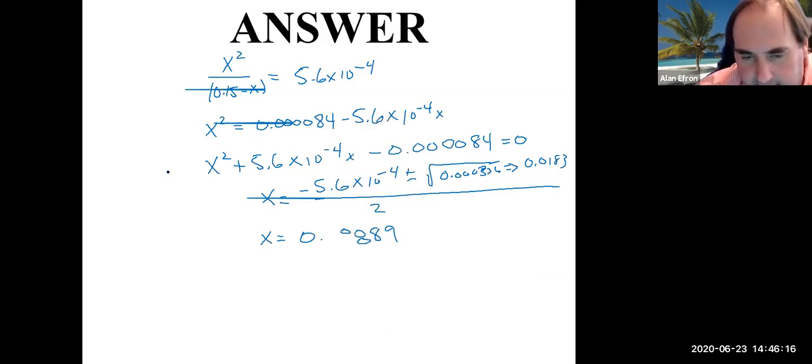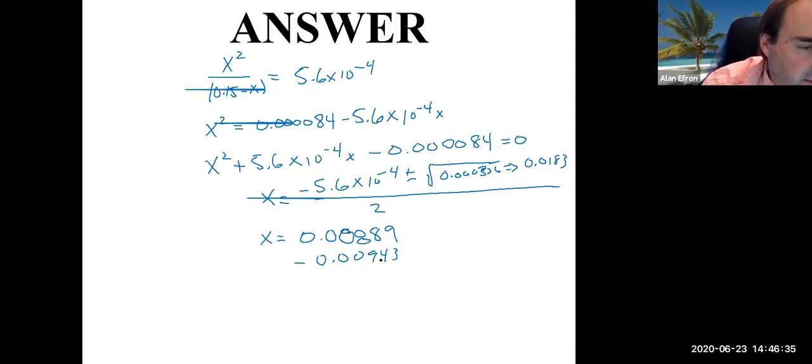All right, try that again. So that's a 0 and that's a 0. So 0.00889. And if you do the other one, you do get a negative number. So negative 0.00943, give or take.